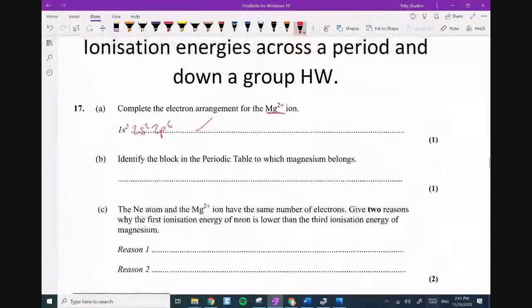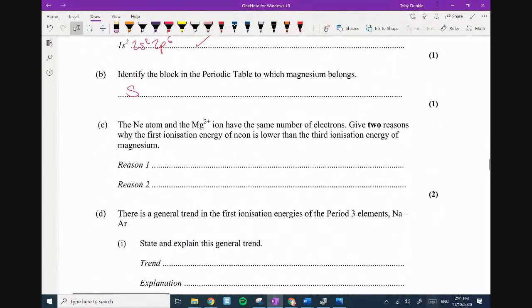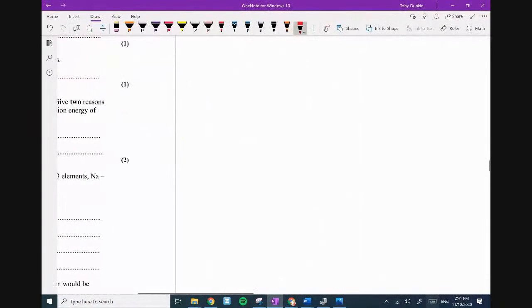Identify what block of the periodic table magnesium belongs to. It's the S block. A neon atom and Mg2+ ions have the same configuration; they are called isoelectronic. Love that word. Isoelectronic. Give 2 reasons why the first ionization energy of neon is lower than the third ionization energy of magnesium. What? First versus third.